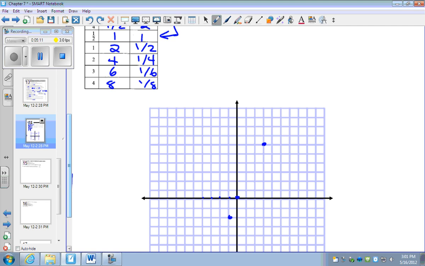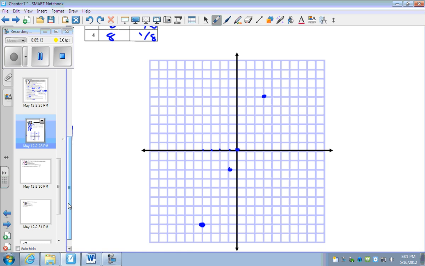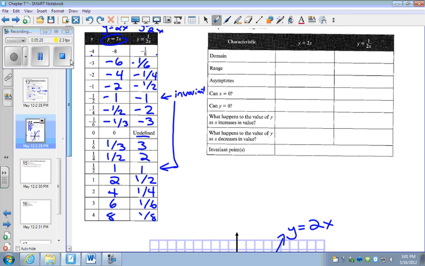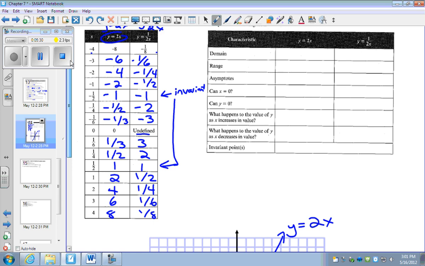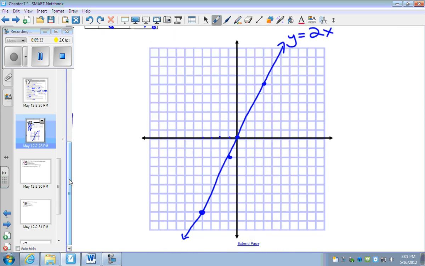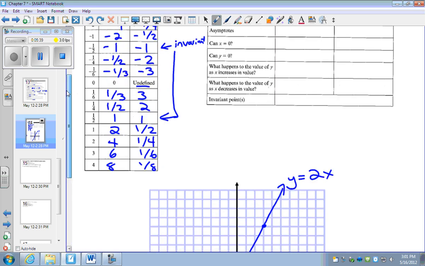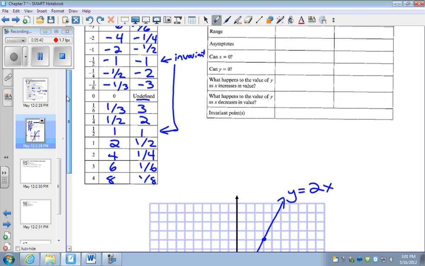So it's pretty clear that we have a line coming up here. So this is the graph of y equals 2x. Okay. Now let's do the graph of y equals 1 over 2x. Okay. So at -4, we get 1/8. So at -4, we get really, really close right there. Okay. Let's try at -1, we get -1.